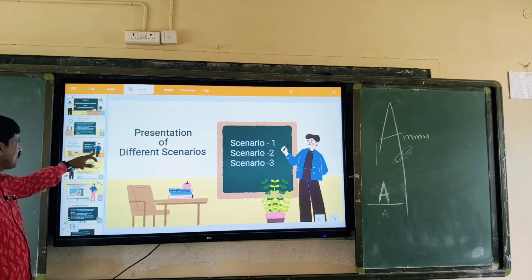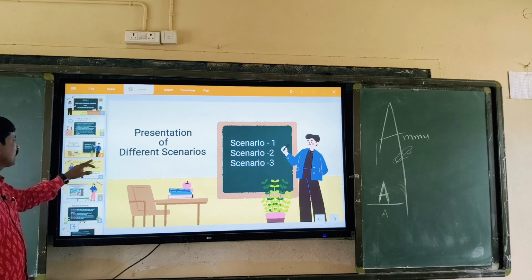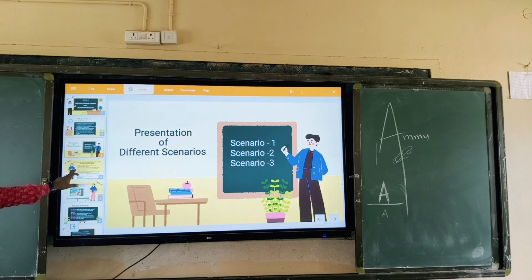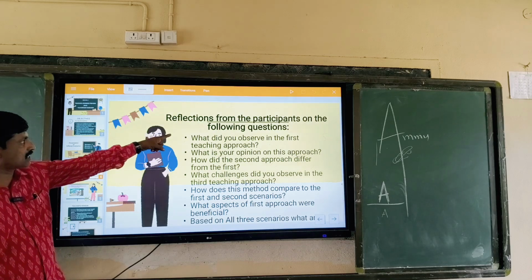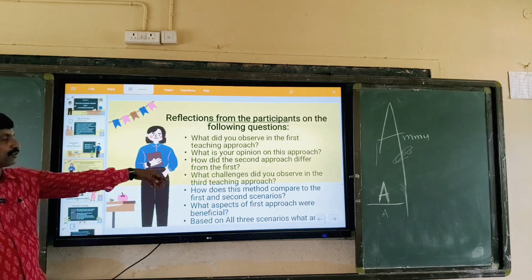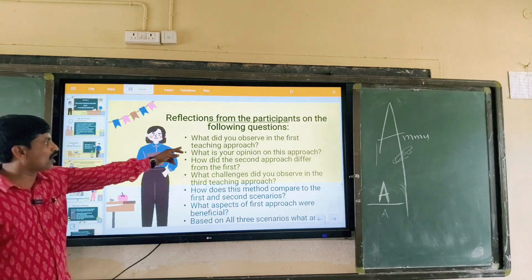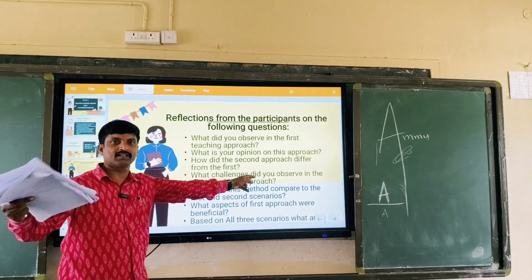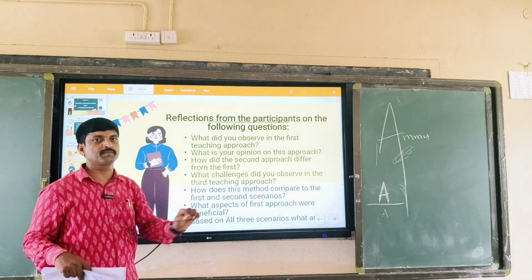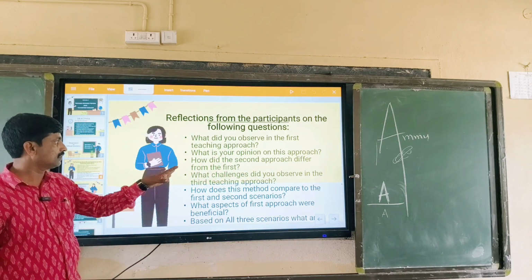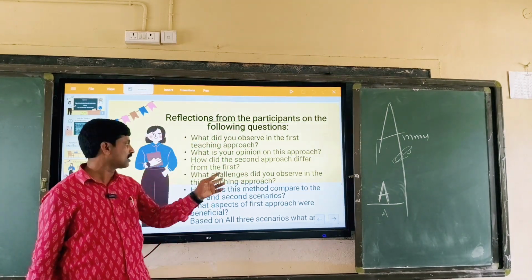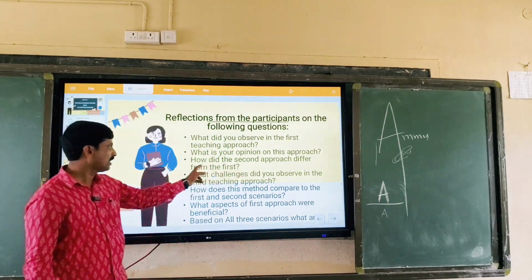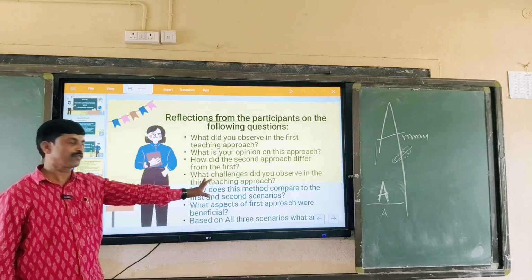See, sir, scenarios 1, 2, 3 we have already discussed. Presentation of different scenarios, and what the problems are, we have already discussed. Reflection from the participants, like you, with the following questions. What did you observe in the first teaching approach? I already asked you, wrote some important points, and we have discussed. What is your opinion on this approach? This we have also discussed. How did the second approach differ from the first? This we have also discussed.